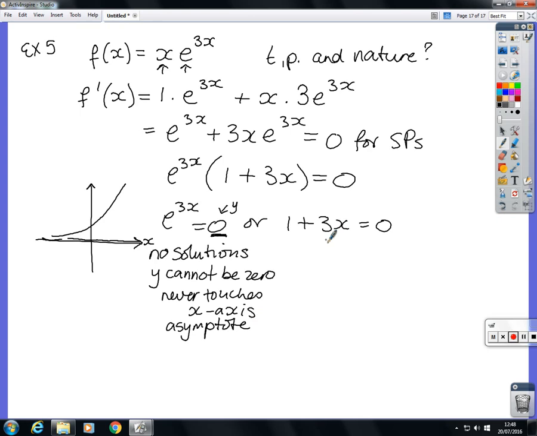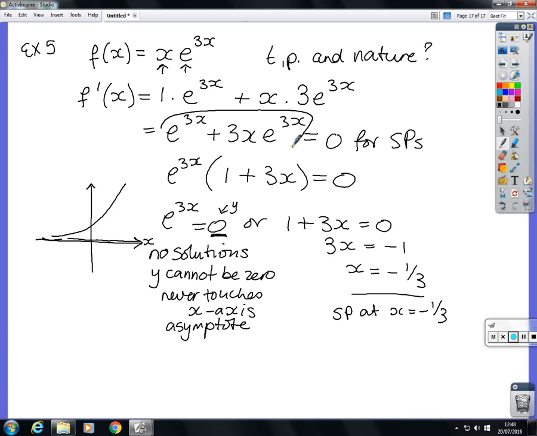This equation does have solutions. 3x equals negative 1 and x equals negative a third. This is a stationary point. We don't know if it's a maximum or minimum yet. We'll need to continue. This is our derivative, so we'll need to find the second derivative.